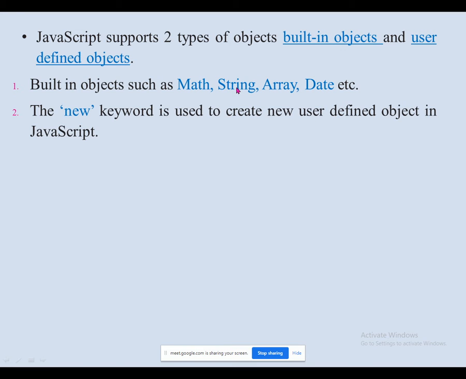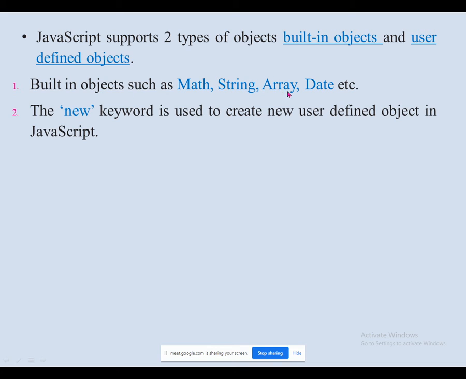In the same way, the string object is there. Suppose I want to work with a string, and a string means what? A group of characters. I want to convert that string into uppercase. I want to convert that string into lowercase. I want to know the number of characters in that string. I want to calculate the vowels from that string. So ऐसे बहुत सारे things we can do with the help of this string object.